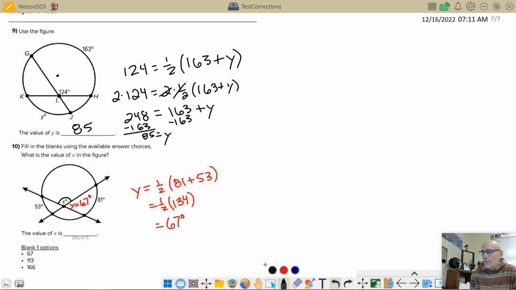But I don't want y. I want the x. So I got to go 180 minus 67. Because if this angle is 67, and that's a straight line right here, we got 180 degrees for that straight angle. So I got to take 67 away. That's why I get 113 degrees right here. Okay, so 113 is the answer.